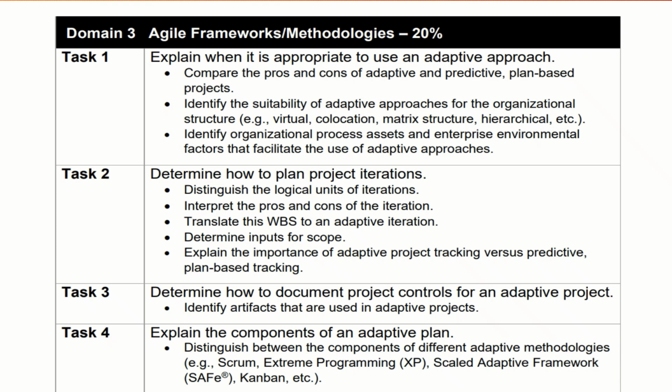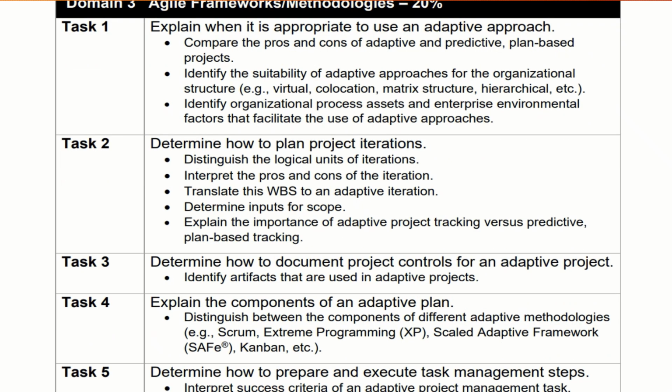Domain 3 is about the agile framework. Now from plan-based you are moving to agile-based methodology, so 20% of the weightage will be there. Nowadays there is more focus on these types of questions on the agile framework. So task 1 will be explaining when it is appropriate to use this approach. So you must understand the difference between plan-based and agile methodologies. You must compare and contrast these two, and understand the suitability of which to use at which place. You have to understand the organizational process assets and enterprise environmental factors and facilitate the use of adaptive approaches.